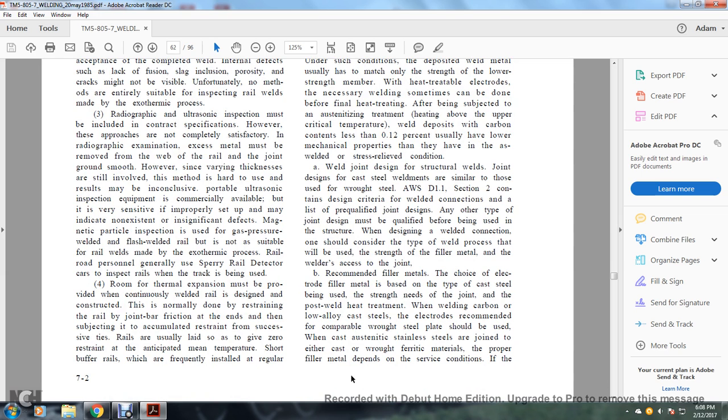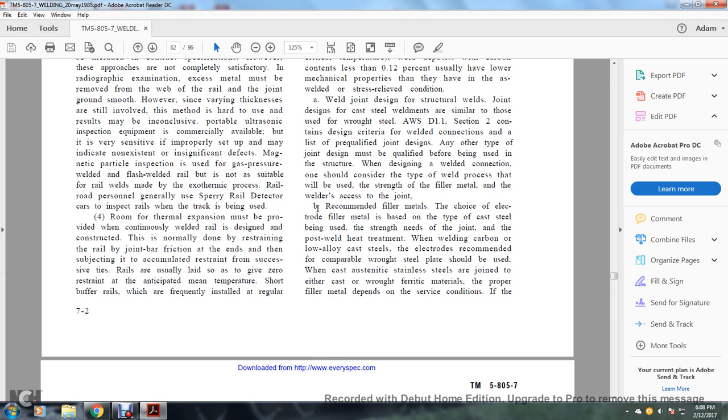Welded joint design. The structural weld joint designs of the cast steel weldments are similar to those used in the wrought steel American Welding Society D1.1, Section 2, but the design criteria for the welding connections are listed in pre-qualified joint designs. Any other type of joint design must be qualified before being used in the structure. When designing a welding connection, one should consider the type of welding process that will be used, the strength of the filler metal, and the welding access to the joint.